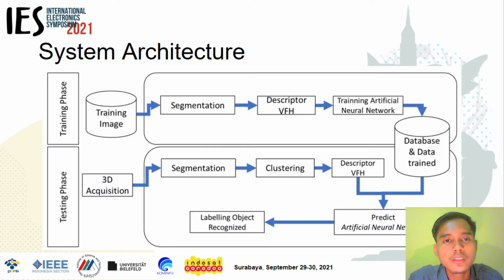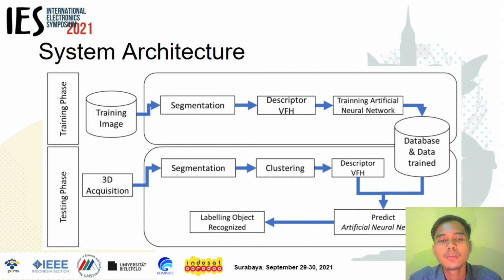So this is the system architecture for our system. We divide it into two parts: a training pass and a testing pass. In the training pass, we start with a training image. That means we collect a dataset of objects related to healthcare robots or the hospital.